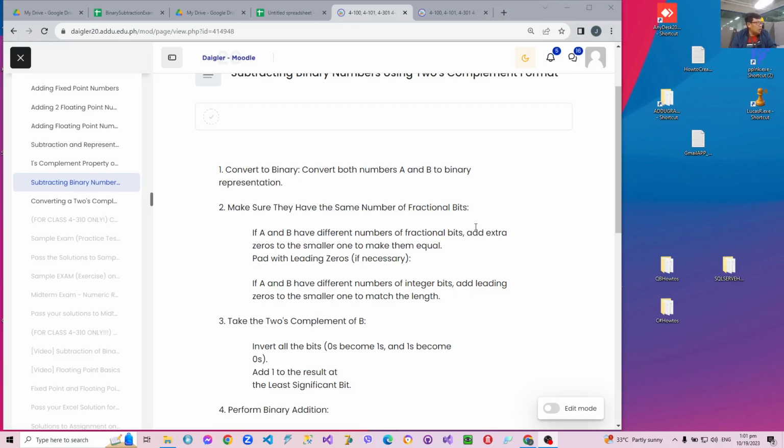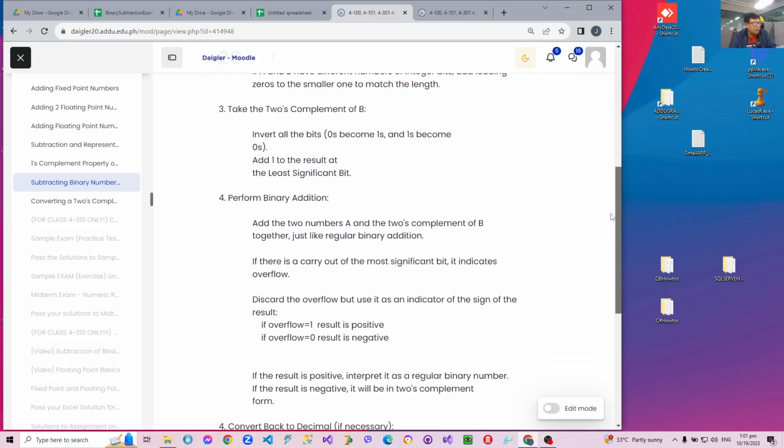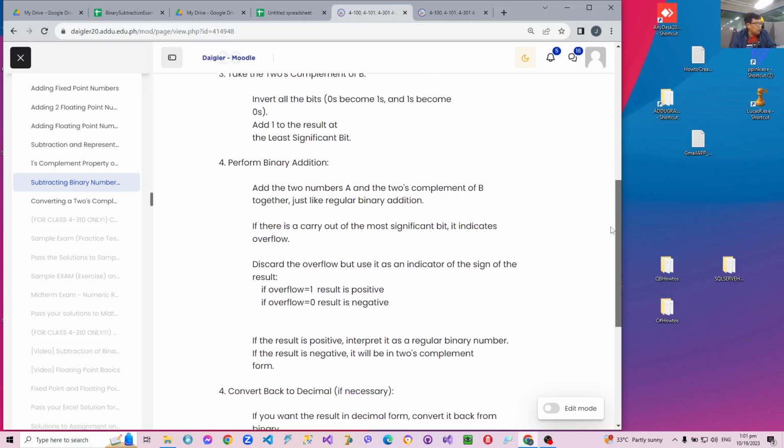After that, we are going to take the two's complement of b, where we invert zeros to ones and ones to zeros, and we add 1 to the result. We have to make sure that the 1 is added to the least significant bit, or the rightmost bit after the binary point. Then we proceed to performing the regular addition. In case there's an overflow or a last carry 1, we are supposed to discard that overflow. It should not be part of the quantity.